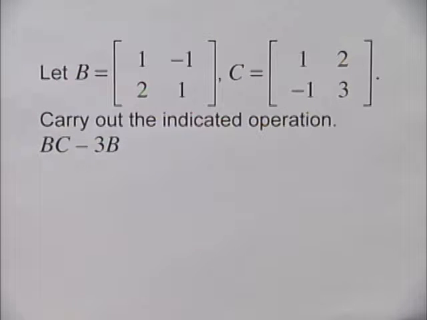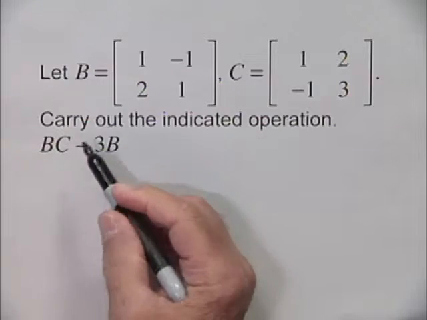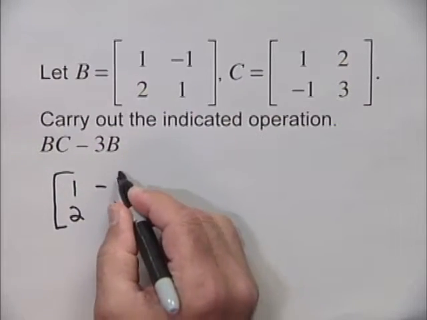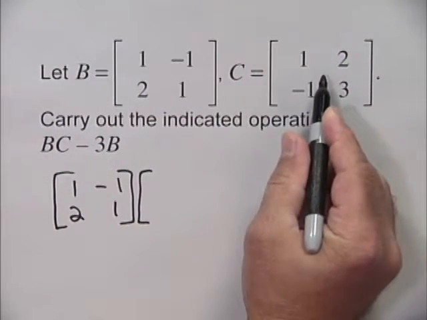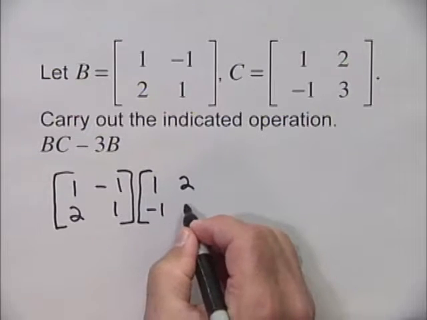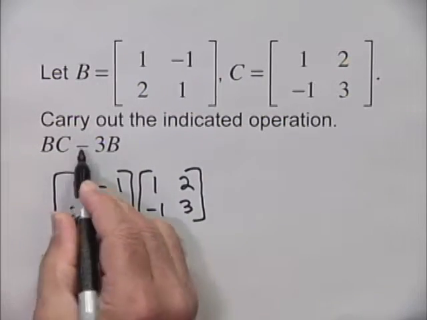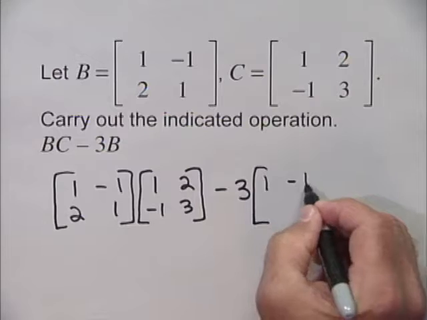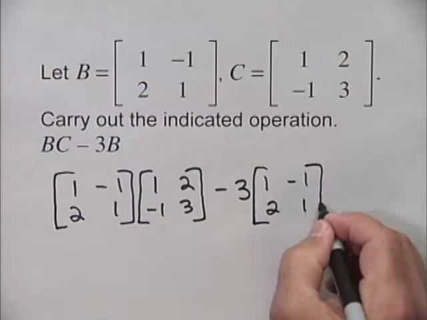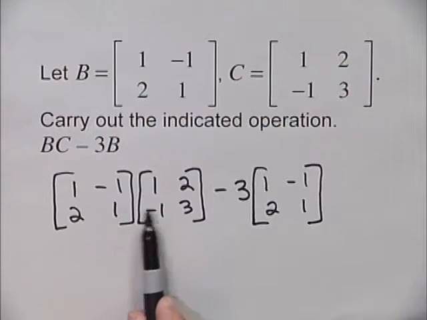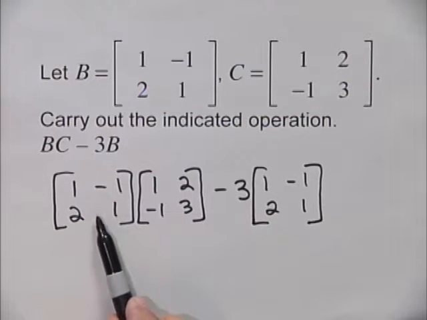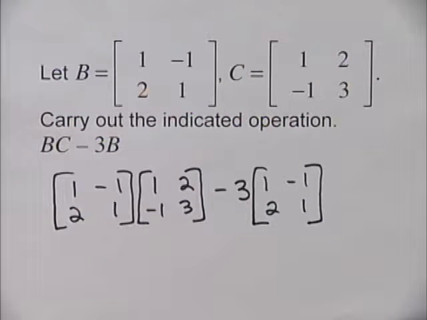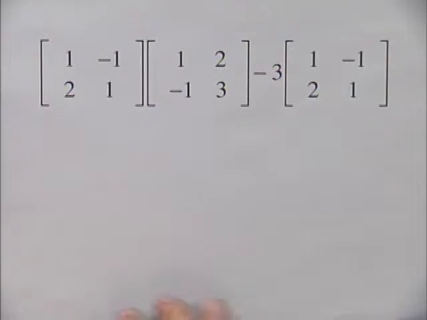So let's begin by rewriting this, matrix B times matrix C. So we would have 1, negative 1, 2, 1, times matrix C, 1, 2, negative 1, 3, minus 3 times matrix B, 1, negative 1, 2, 1. So here we have to perform multiplication of a 2 by 2 matrix times a 2 by 2 matrix. And here we perform scalar multiplication. I've written that here to give us enough room to perform this.